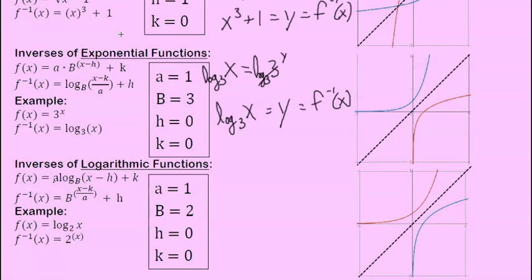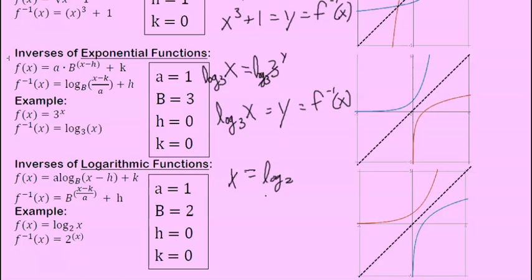Now let's do the opposite. If we start with a log, the opposite would be an exponent. So we're given f of x equals log base 2 of x. The inverse, f inverse of x, would equal 2 to the x power. Here's how you do this algebraically.